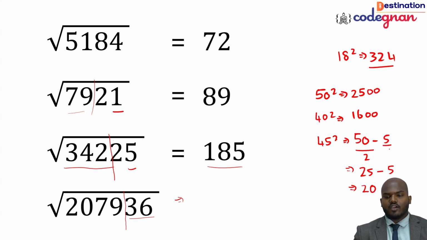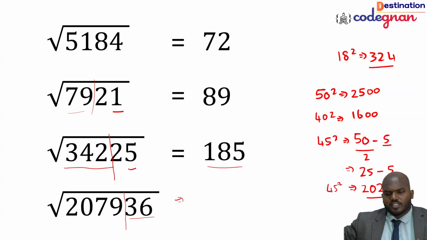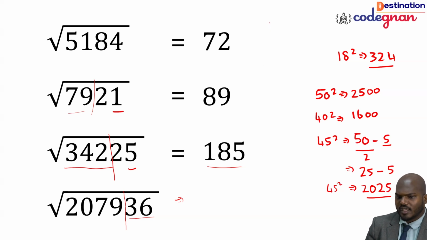And next we have the value called 5 square. If we work it out, that will give you the value 2025. The value of 45 square is exactly 2025. It is very close to 2079, because you can't take the 46 square. If you want to check, you can also check here in this one.